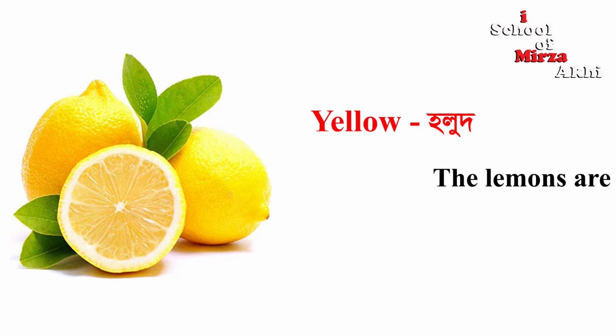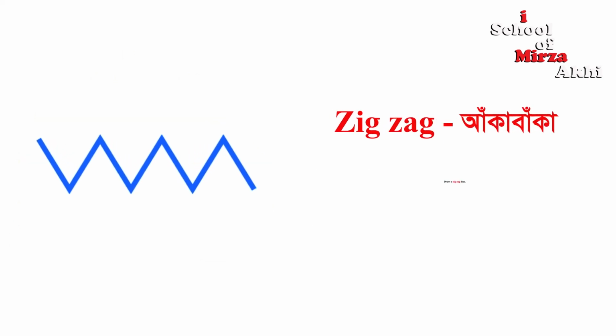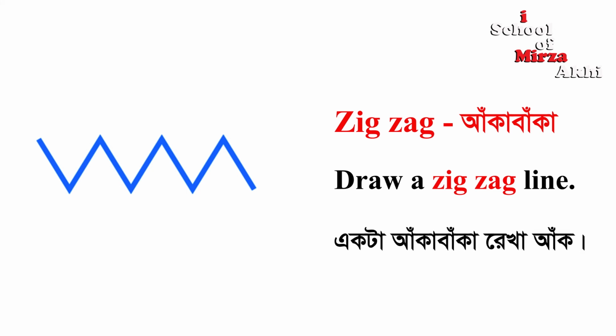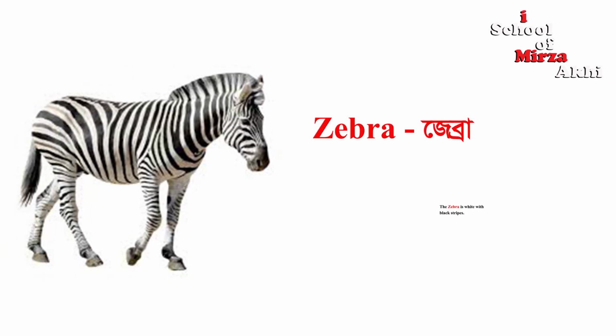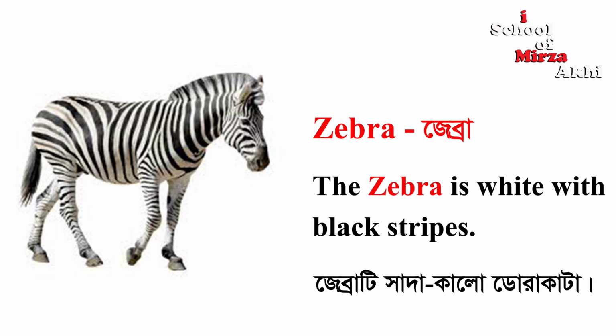Yellow. The lemons are yellow. লেবুগুলো হলুদ. Zigzag. Draw a zigzag line. একটা আঁকাবাঁকা রেখা আঁকো. Zebra. The zebra is white with black stripes. জেব্রাটি সাদা কালো ডোরা কাটা.